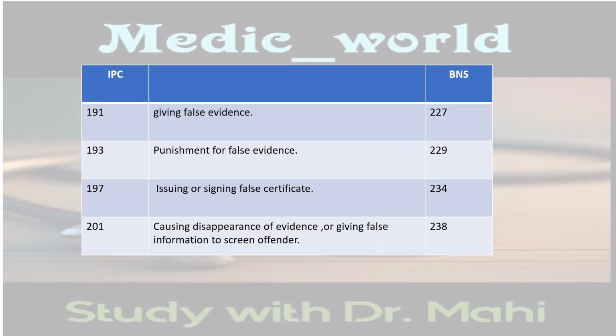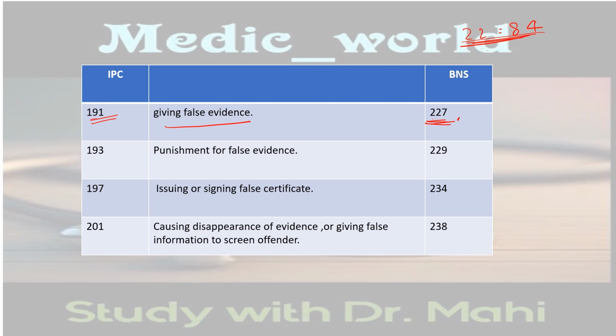Now next, 191 was perjury, that is giving false evidence in IPC. In BNS it is 227. 22 we all know. What is it in BNS? 22 is equal to 84, that is McNaughton's rule, means unsound person. Unsound person, 227. Any unsound person giving false evidence, 227 is giving false evidence.